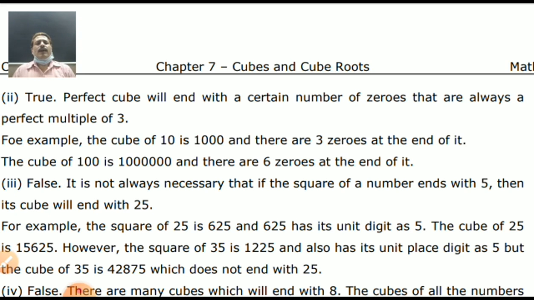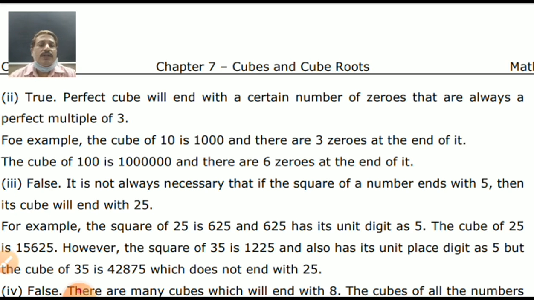Correct here? How many zeros are there? 6 zeros are there. So 3, 6, 9 zeros are the minimum needed for any perfect cube. Perfect cube means before the zeros, the number should be 1, 8, 27, 64, 125, etc. Correct. False.